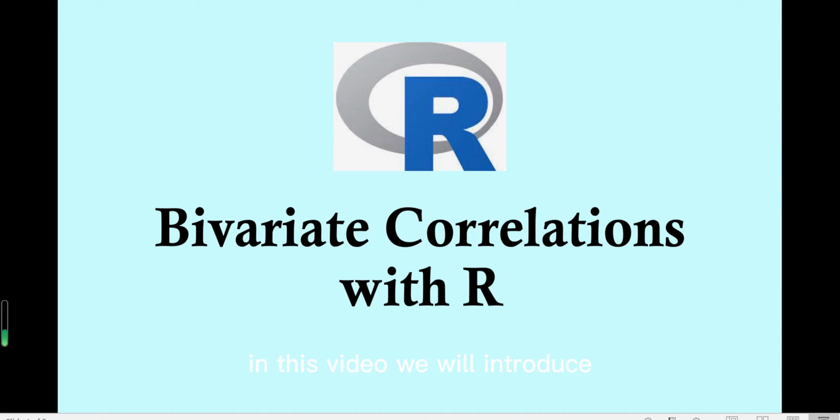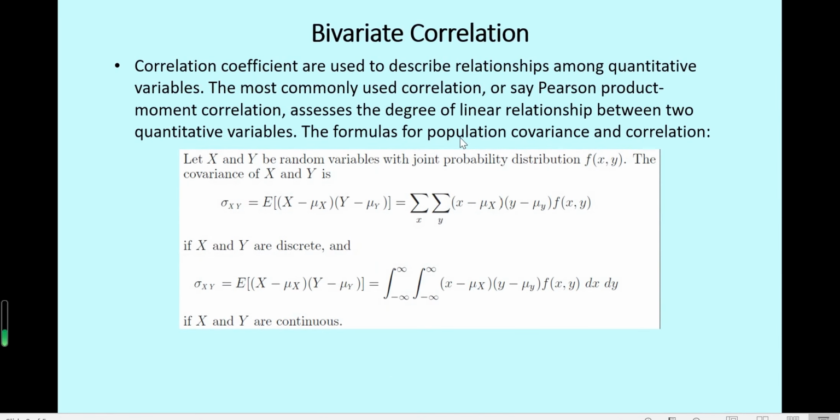In this video, we will introduce bivariate correlations in statistics and show how to implement it in R programming. So we know correlation coefficients are just used to describe the relationships among quantitative variables, and the most commonly used correlation, called Pearson product-moment correlation, assesses the degree of linear relationship between two quantitative variables.